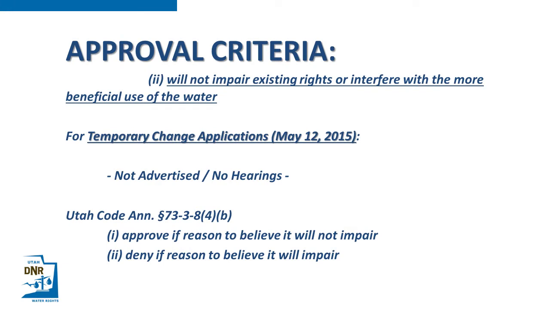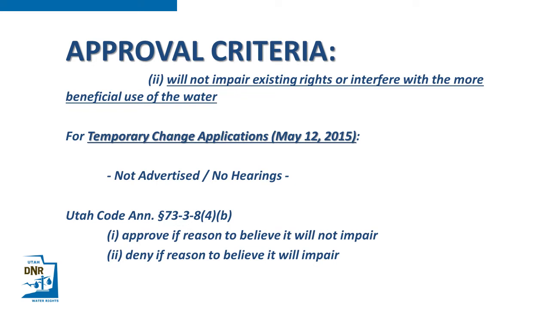Now, let's look at temporary change applications. These can only be approved for 1 year. In 2015, a slight alteration was made to statutory criteria for temporary changes. They are no longer advertised and have no hearing associated with them. The main criteria the division looks at for a temporary change application is if there's reason to believe it will not impair other rights. If it appears there is potential for impairment, that application will be denied, and the applicant will need to pursue a permanent change so that it can actually be evaluated more deeply, get public comment, and go through an investigation.